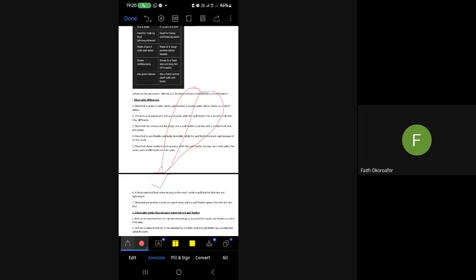And that is why water leaf shape is obovate. Obovate. That is the name of that shape of the leaf. It is also in the note. You will see it there. All right.